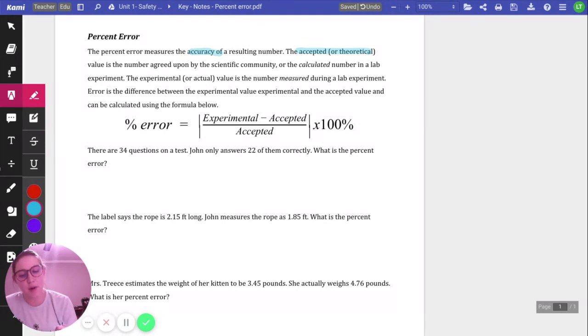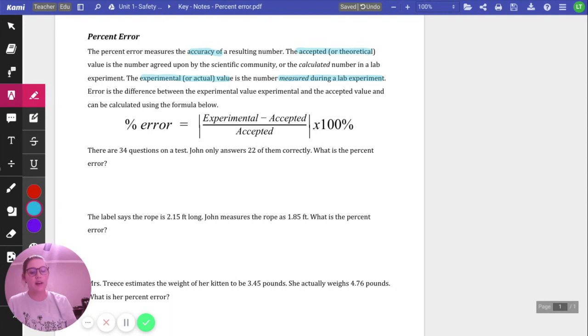So our definition is the number agreed on by the scientific community or the calculated number in a lab experiment. So this is what your answer should be, what you should have gotten. And then the experimental or actual value is the number measured during a lab experiment. So the accepted is what you should have gotten, and the experimental is what you actually got.